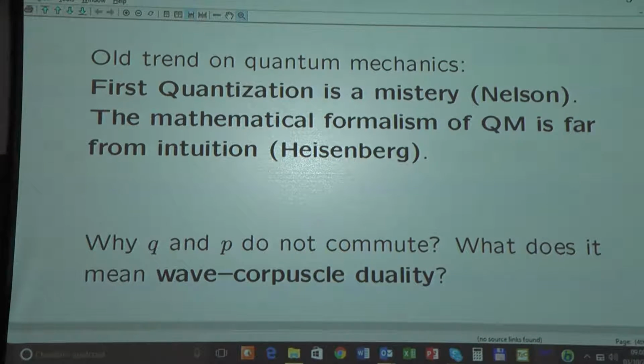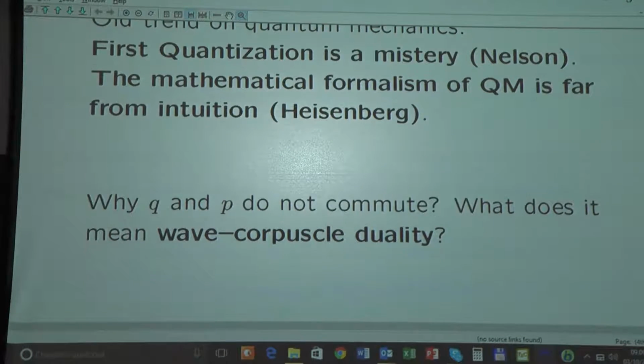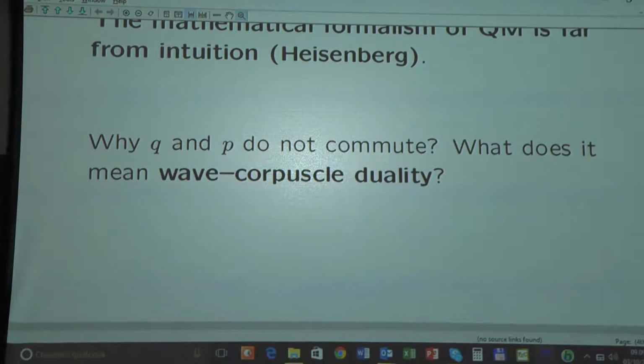the formalism of quantum mechanics has been considered very mysterious from the beginning, even by the founding fathers. It's very famous, this statement by Heisenberg, that the quantum formalism is very far from intuition. There is a famous statement by Nelson that the first quantization is a mystery, while second quantization is a functor. And there are very well-known apparent mysteries of quantum mechanics concerning the wave-particle duality, and again, why non-commutativity arises.